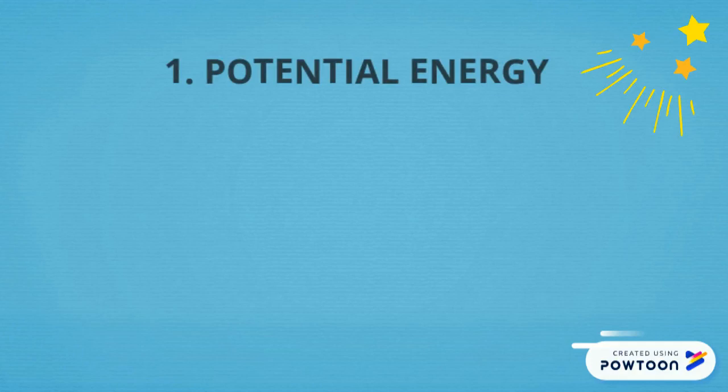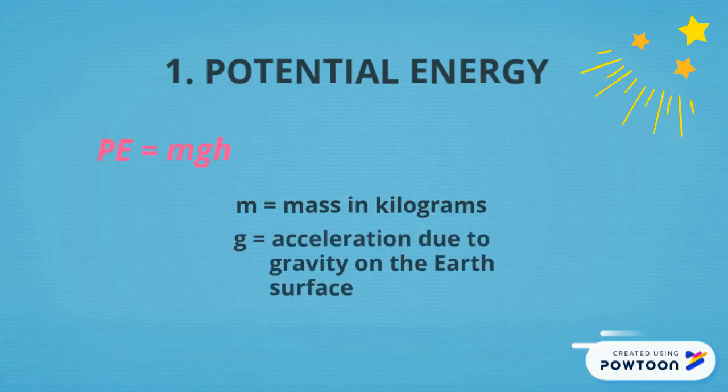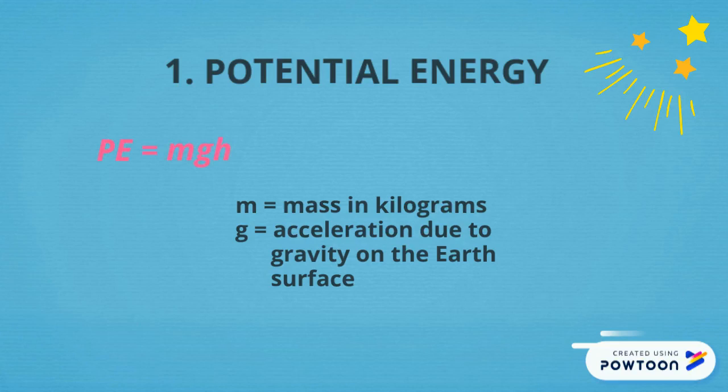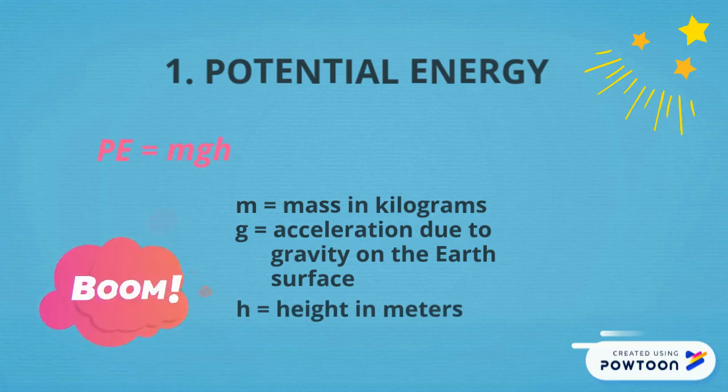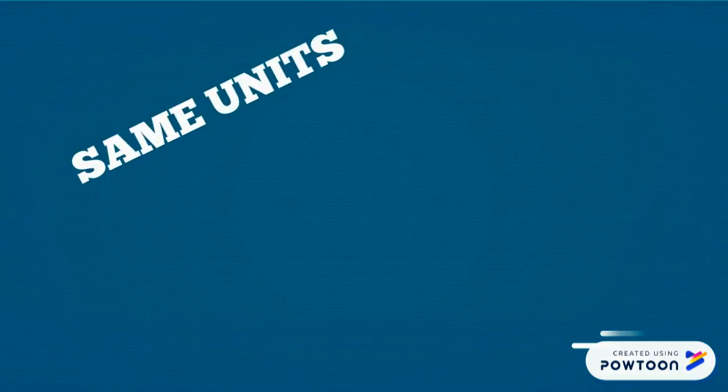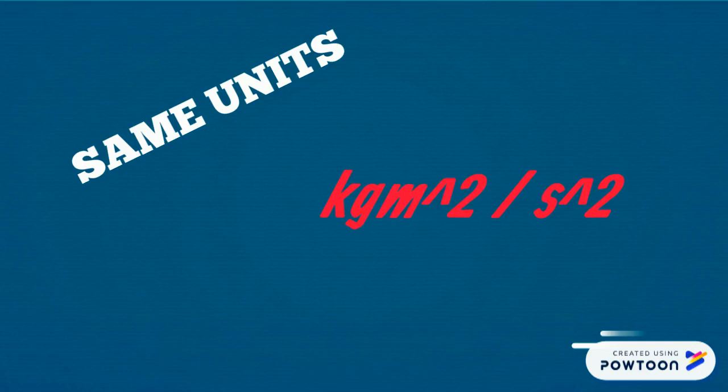For the gravitational force, the formula is PE equals mgh, where m is the mass in kilograms, g is the acceleration due to gravity, 9.8 meters per second squared at the surface of the Earth, and h is the height in meters. Notice that gravitational potential energy has the same units as kinetic energy, kilograms meters squared per second squared. In truth, all energy has the same units, kilograms meters squared per second squared.